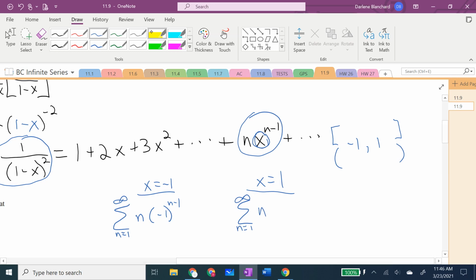Now, let me actually save a little bit of time by talking about this one first. Look at that one. Do you see converge or diverge with the one that I just highlighted?